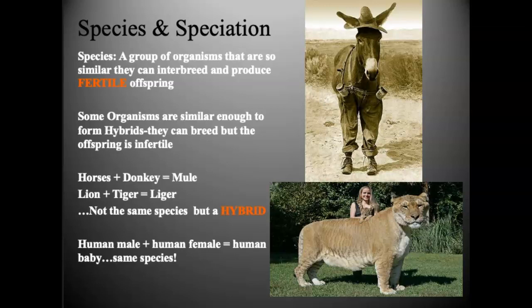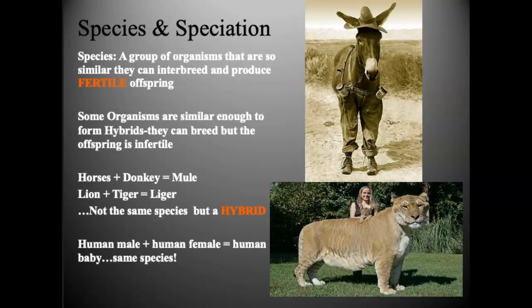Now, sometimes you can get organisms that are so closely related that they can still mate together and still have babies, but the babies themselves are not fertile. These are called hybrids. You may have heard the example before of a liger. That is a lion that can actually mate with a tiger. These are two separate species because the liger, although it is a living thing, a real thing, cannot have babies of its own. It is sterile.